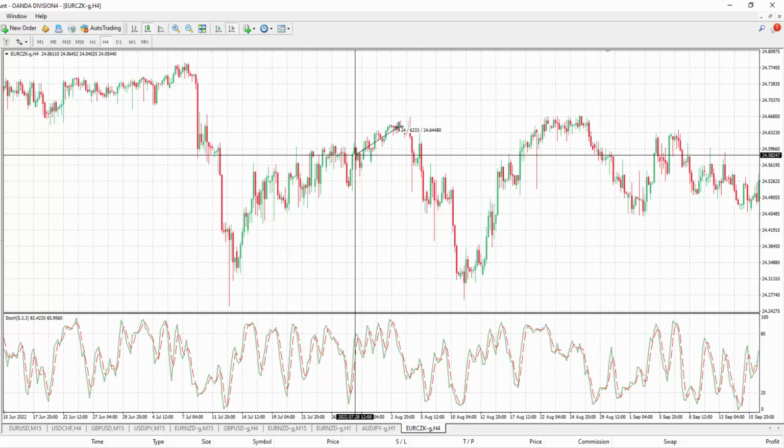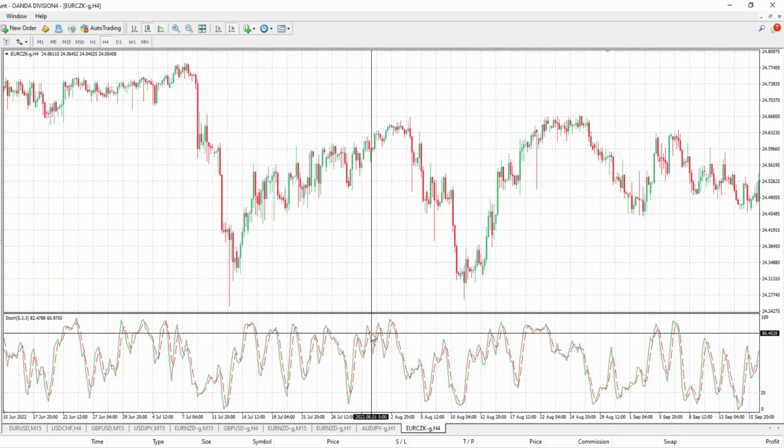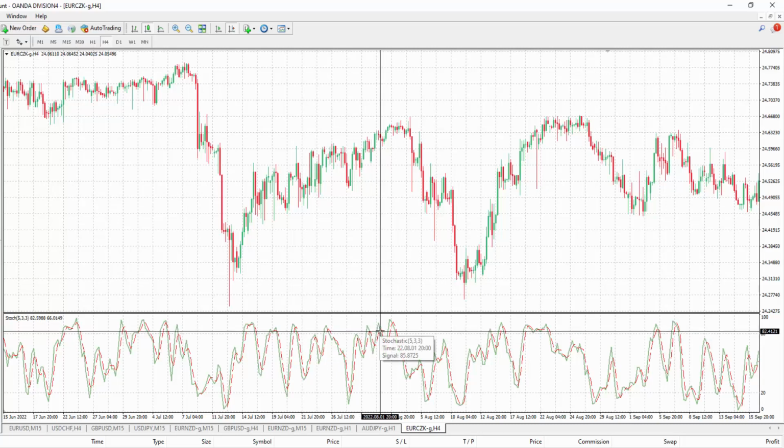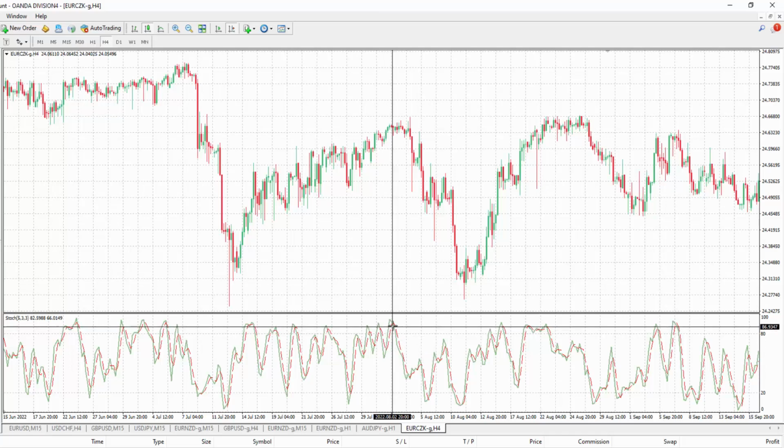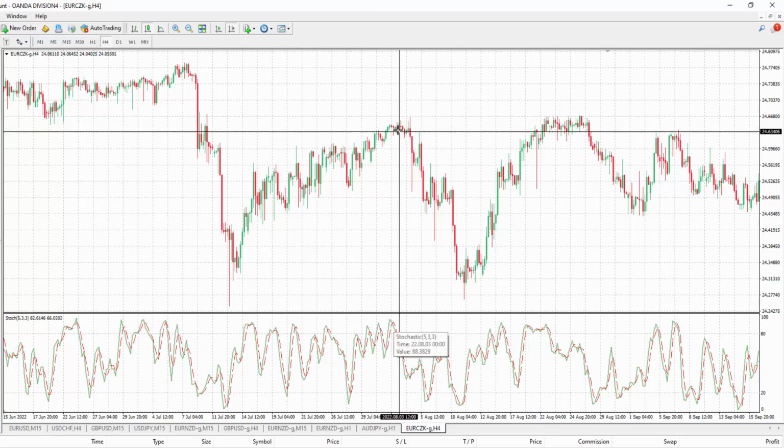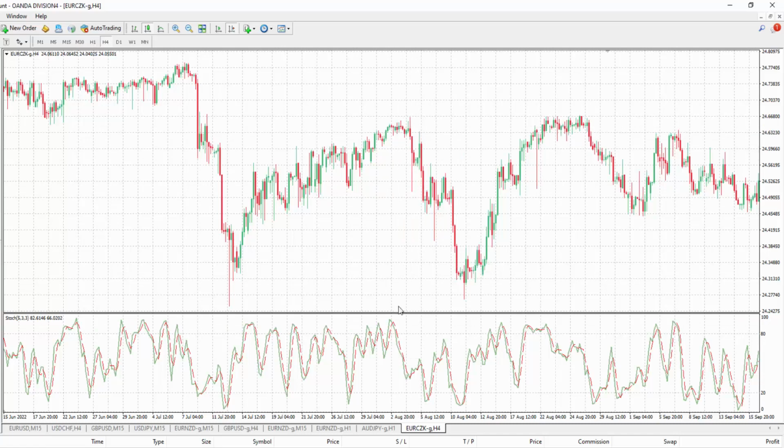So if you bought here, it would not have been a brilliant trade, especially since it immediately had a pullback. And then when the line goes above the 80 level and there's a crossover, it means it's a chance to sell. But as you can see, here would have been a bad chance to sell. Here would have been, well, not brilliant as well, depends on your stop loss. Here actually would have been an excellent opportunity to sell because you would have made a lot of profit.